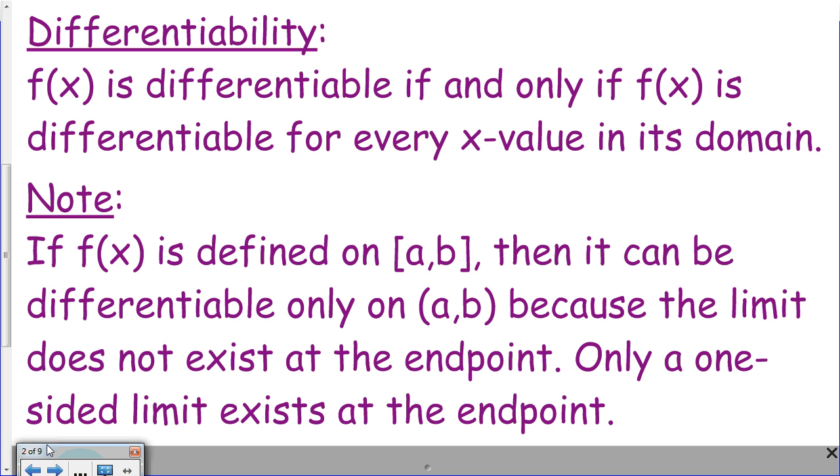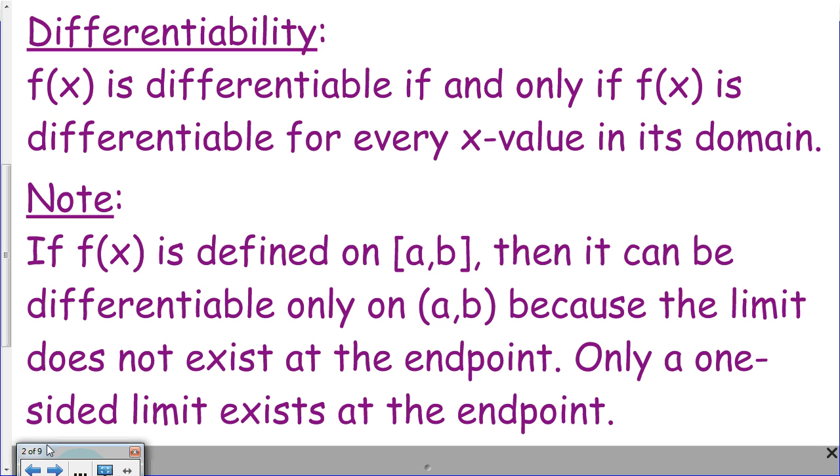But the note says this: if f of x is defined on a closed interval from a to b, closed interval, remember again, means that we're including the endpoints. So that's all the values between a and b, including a and b, and we use square brackets for that.